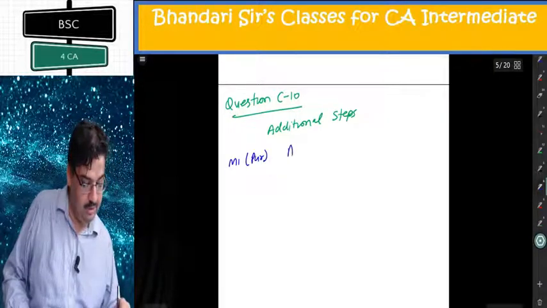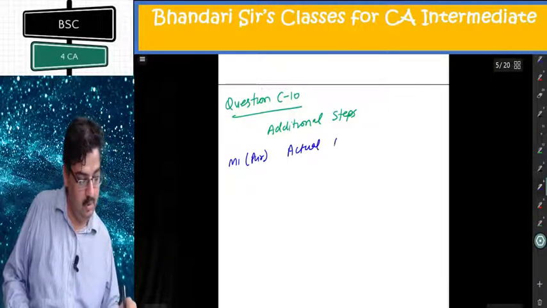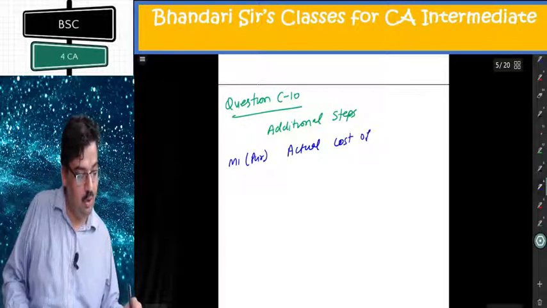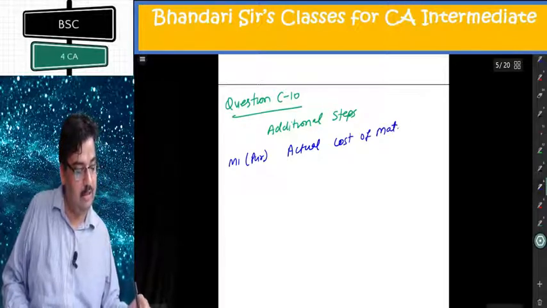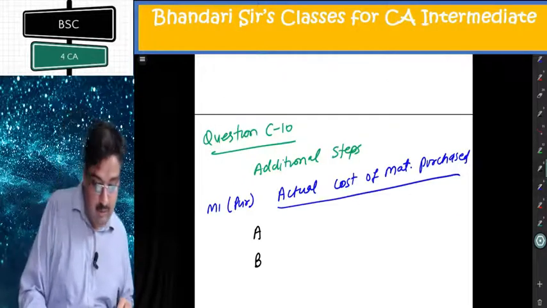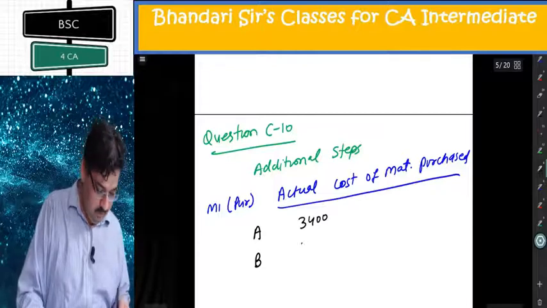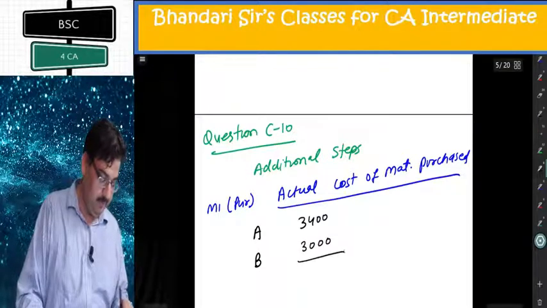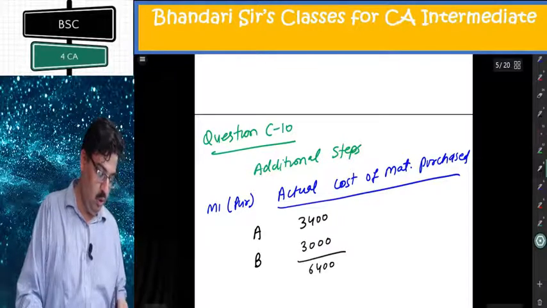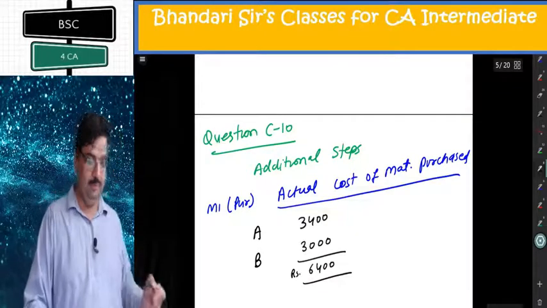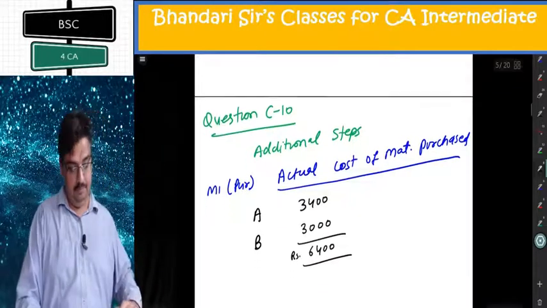M1 purchase, actual cost of materials purchased. Given there: 3400 for A, 3000 for B. Totals at 6400. Very simple.